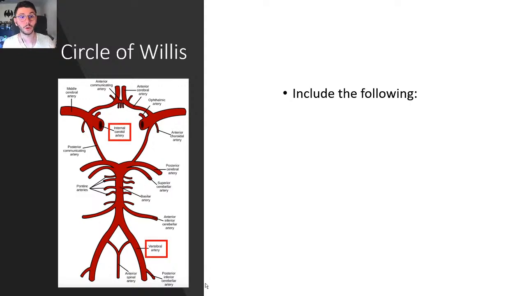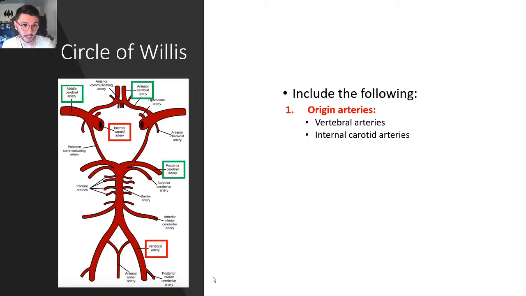So we start with the origin arteries. And that's our internal carotid arteries, which go through the neck, and our vertebral arteries, which go through the vertebrae. So those are the first two we draw. So it's our origin arteries. Secondly, we will look into our cerebral arteries. So we have two anterior cerebral arteries going up. So it's the two at the top.